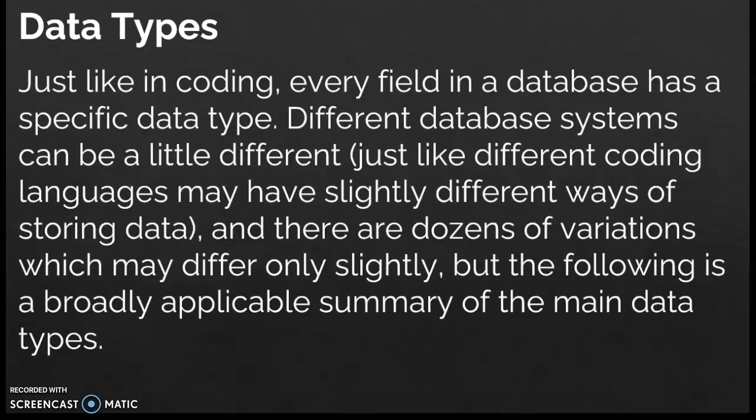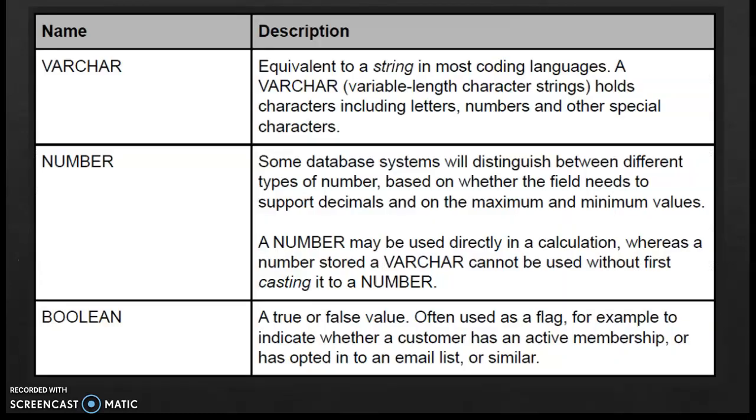So just like in coding, every field in a database has a specific data type, and different database systems can be a little different, just like different coding languages may have slightly different ways of storing data, and there are dozens of variations which may differ only slightly, but the following is a broadly applicable summary of the main data types. So, here are the main data types you will have.